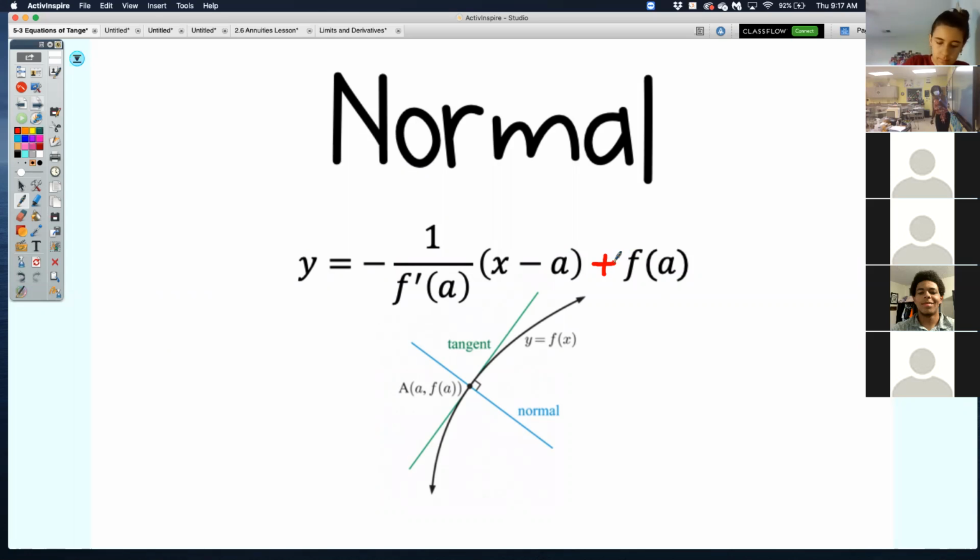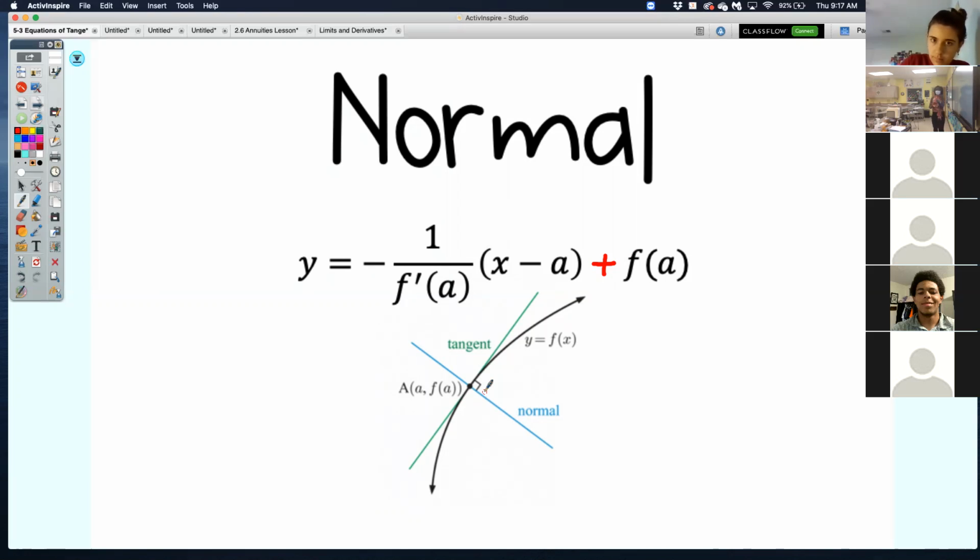You can't see the colors on your paper because it's black and white, but hopefully you can see them up here. The green line is the tangent line. The blue line is the normal line. And there's a small, tiny symbol right here. What does that symbol mean? That little, it's a 90-degree angle. The normal line is perpendicular to the tangent line.